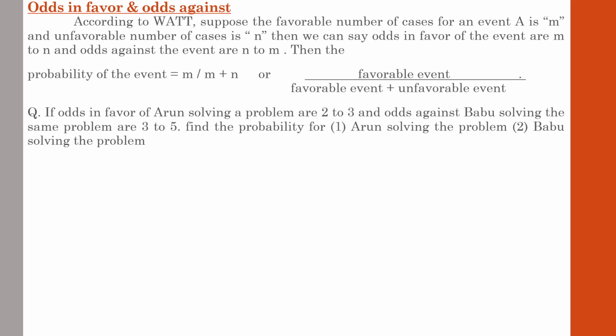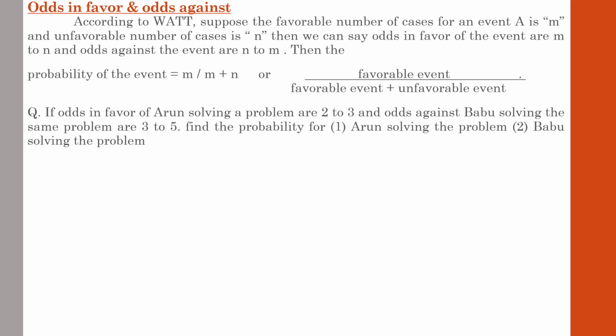For example, a question is given: if odds in favor of Arun solving a problem are 2 to 3, in simple terms 2 is to 3, and odds against Babu solving the same problem are 3 to 5, again 3 is to 5, find the probability of Arun solving the problem and, at the same time, Babu solving the problem.